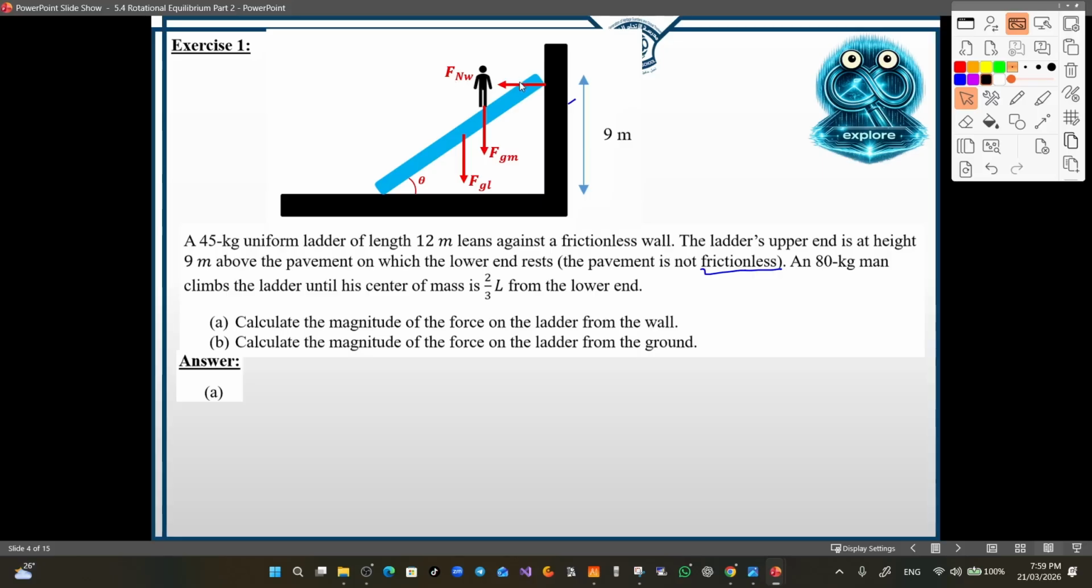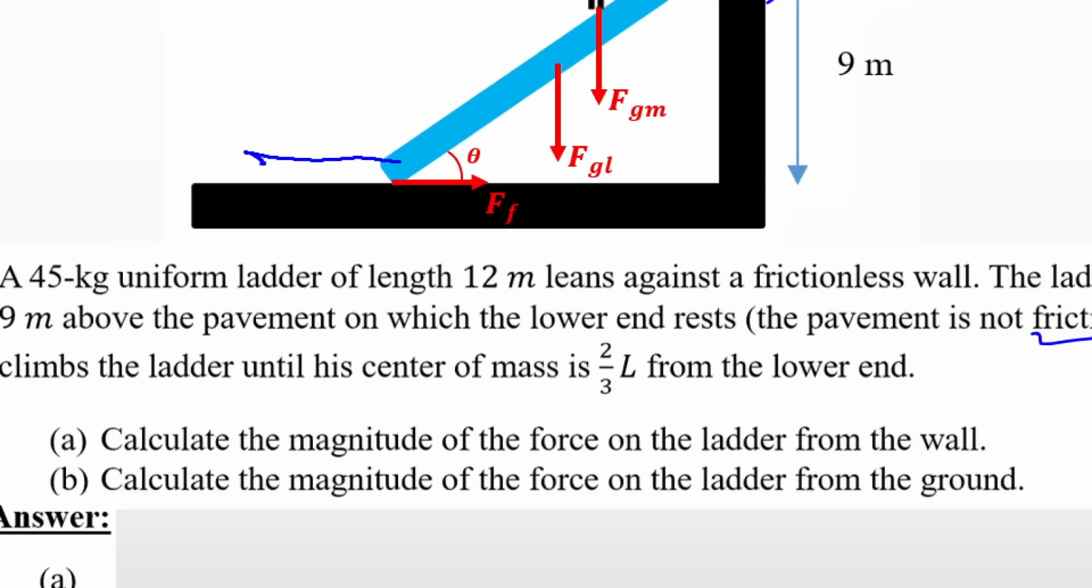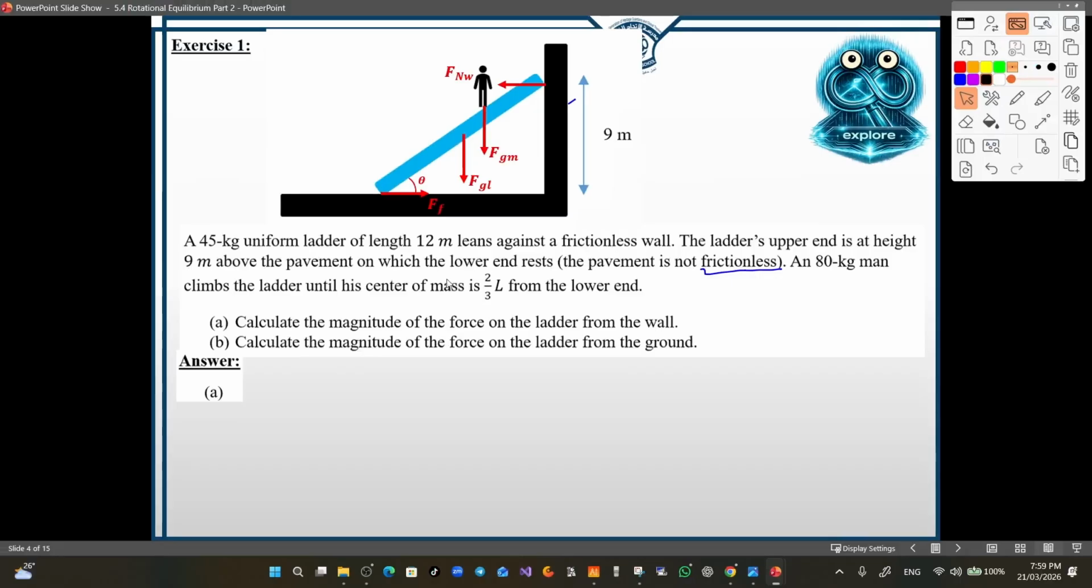W stands for wall. And since we have friction between the ladder and the pavement, there is a frictional force here. The friction actually is opposite to the tendency of motion. The tendency of motion of the ladder is to the left, so the friction force is pointing to the right. Now, another important force applied by the pavement on the ladder, in addition to the friction, is the normal push acting from the pavement on the ladder, and let's call it FNL.